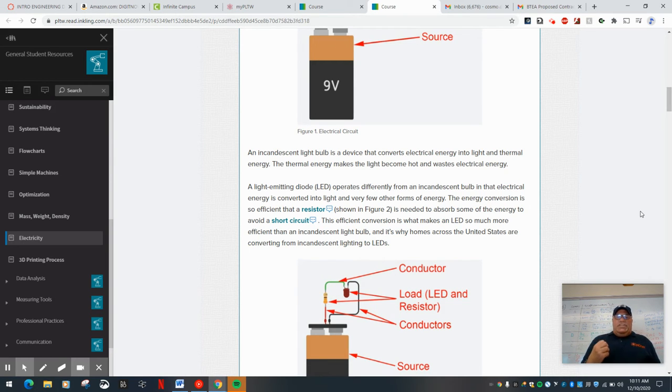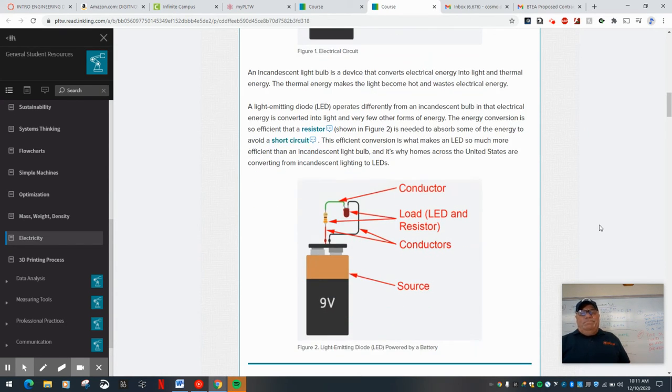All right, the energy conversion is so efficient that a resistor is needed to absorb some of the energy to avoid a short circuit. So this is where we have the resistors, not resistivity. Now we have resistors, and they are needed to absorb, right? We have resistors that absorb some of the energy so we don't short circuit or overload the device that we are trying to power.